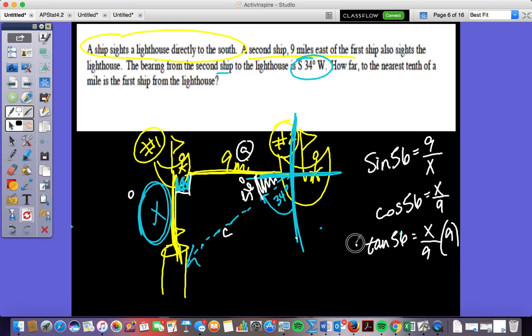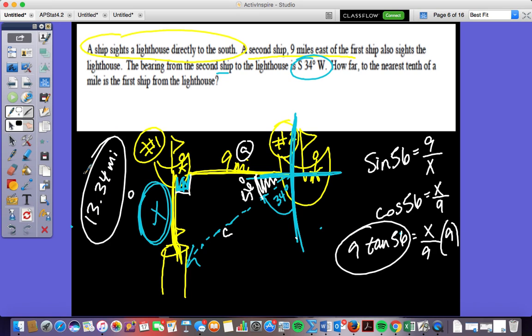Do we multiply by 9? Yeah. So 9 tangent of 56 gives me the distance in miles of the first ship to the lighthouse, and that's how we solve for that distance. Questions on that? 13.34 miles. Cool.